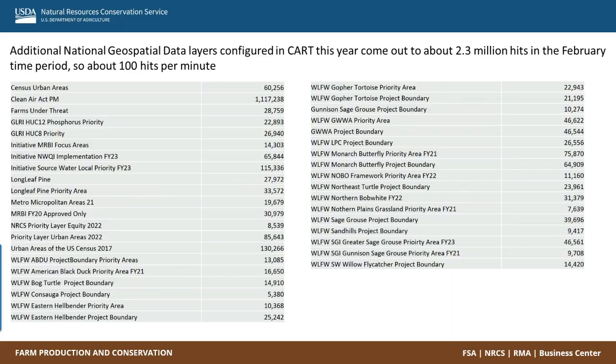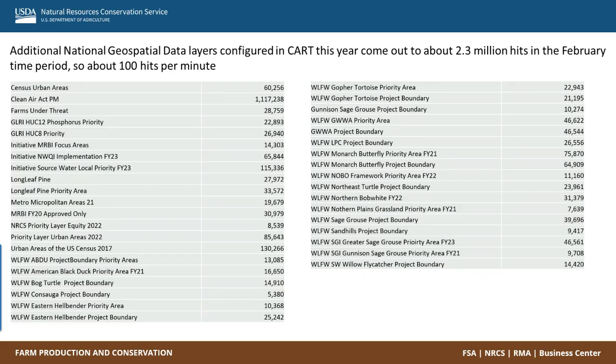This next slide looks at these additional services. I think we have 70-plus or minus services that are nationally configured for use within CART, and this is a pretty good chunk of them. You can see that during this February timeframe, we had about 2.3 million hits, so approximately 100 hits per minute, which, again, at peak times is probably much higher than that.